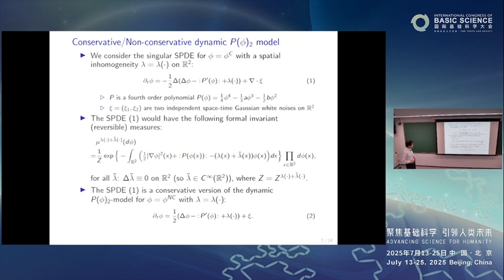And also, just look at this one. This is called the non-conservative dynamic P(phi)_2 model. So this one is simpler than this one. We have a Laplacian of phi, so this leading term is a heat equation. We have a nonlinear term and also some spatial inhomogeneity and the noise. Xi is a noise, and xi is again the space-time Gaussian white noise. If xi were regular, it would essentially be the heat equation.